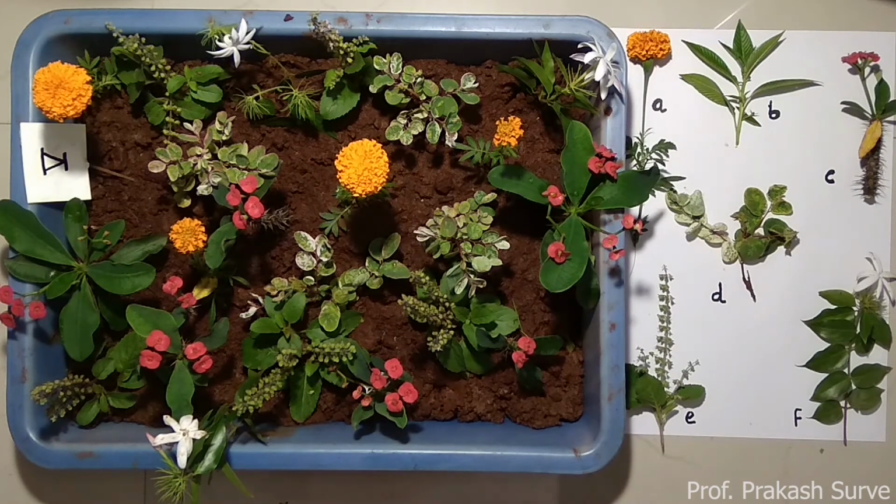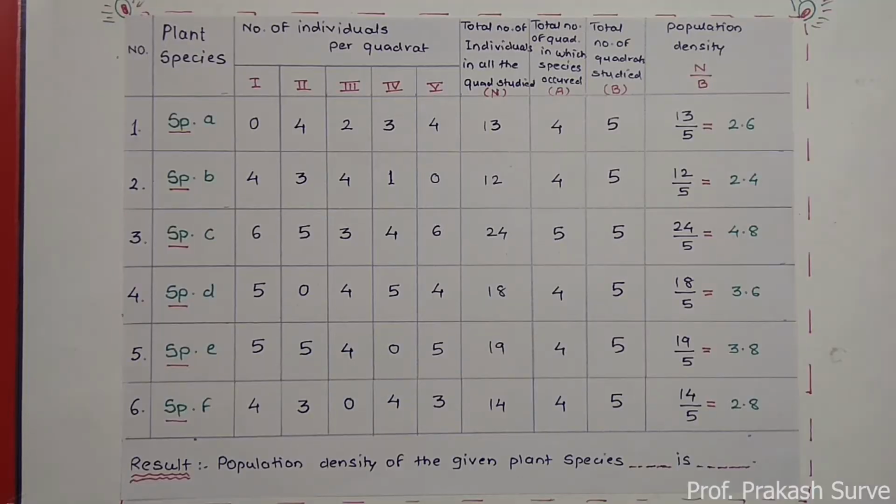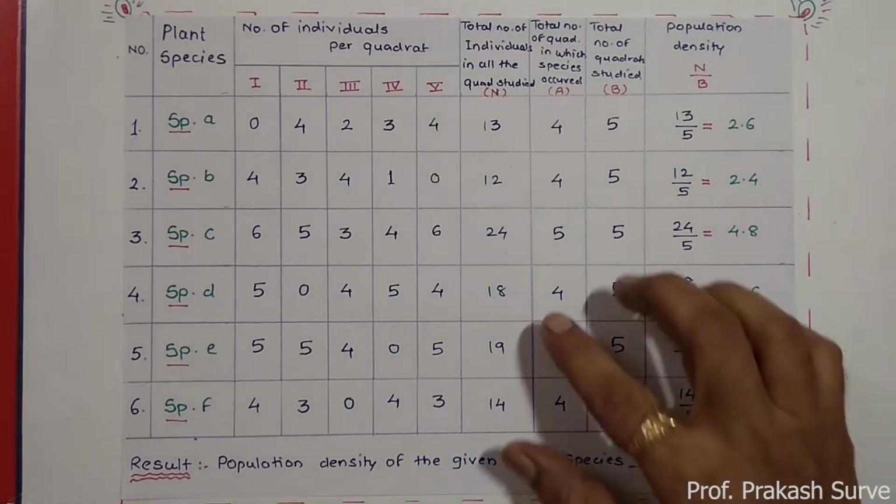Okay, so like that here total 5 quadrants we have learned and total 6 species in each quadrant we have learned, and whatever information we got about each species, the number of plants of each species, that I will write in the table. Then we have to do the calculation. Yes, now all this information what we have taken is written in this table.